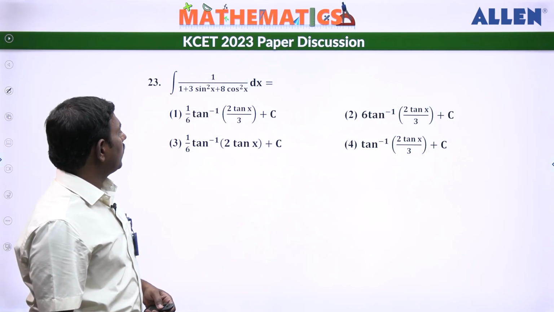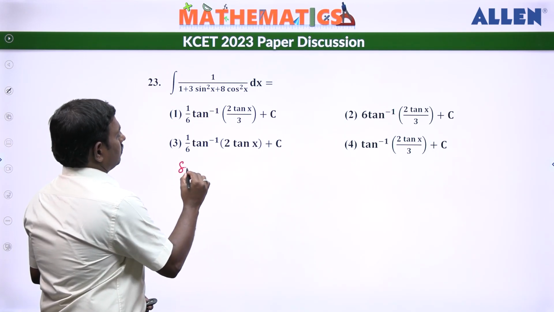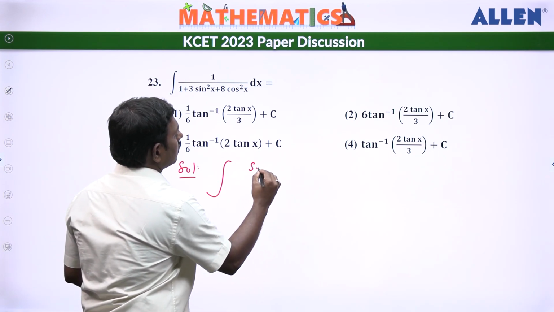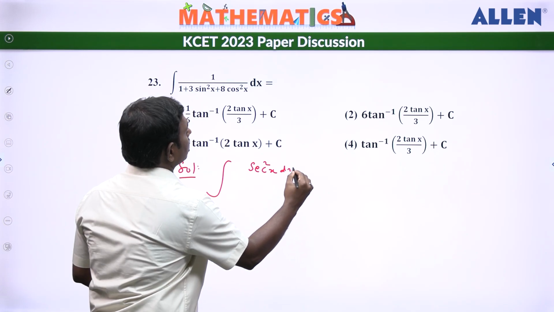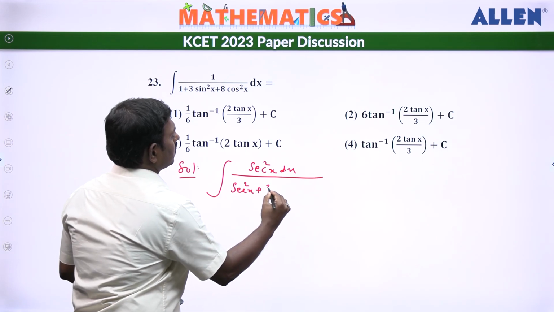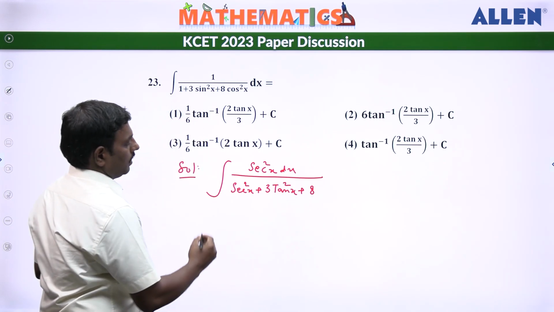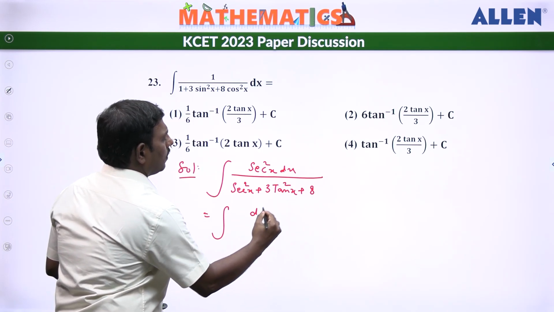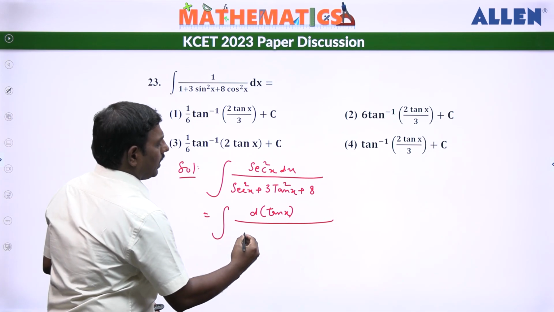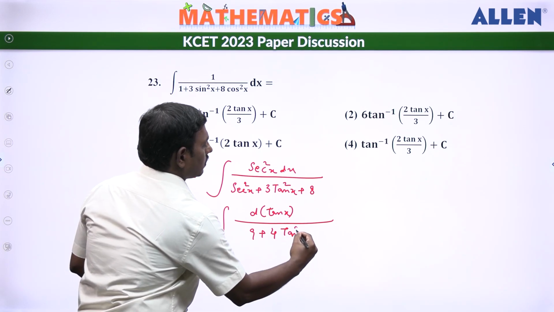So, now I am going to question number 23. Question number 23 is in the standard form. Integral, both numerator and denominator divided by cos square x. So, numerator becomes secant square x dx and 1 by cos square is again secant square x, and this is 3 tan square x plus 8. Now this can be written as derivative of tan x by secant square, we can write it as 1 plus tan square. So that becomes 9 plus 4 times tan square x.